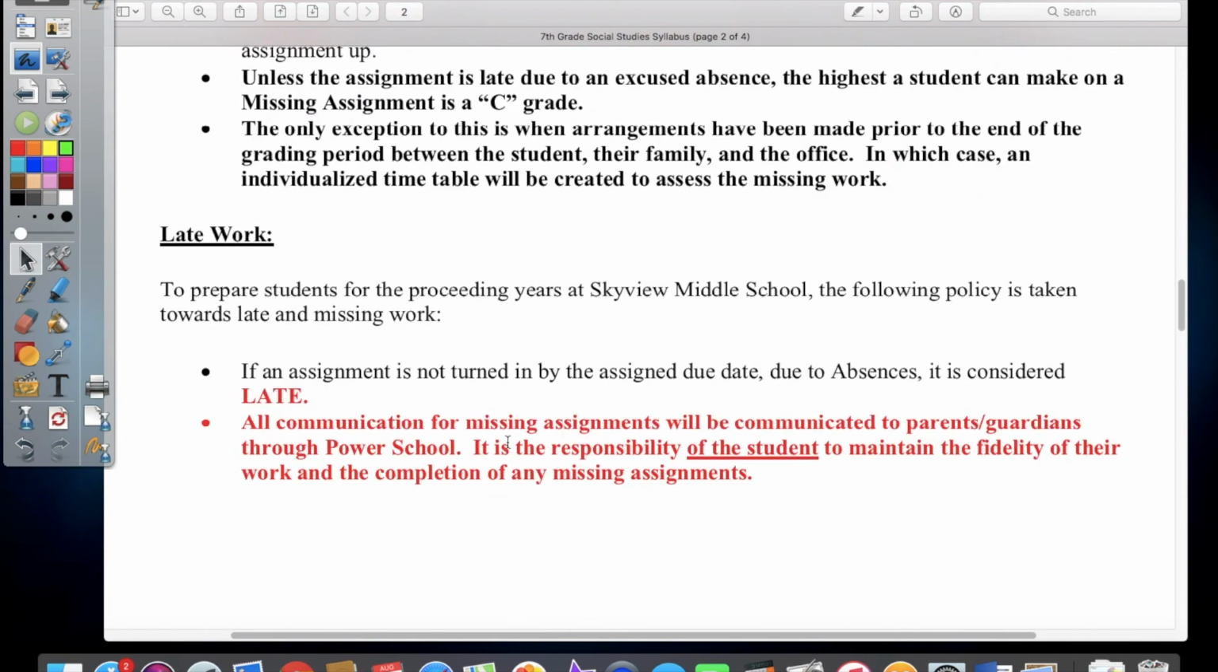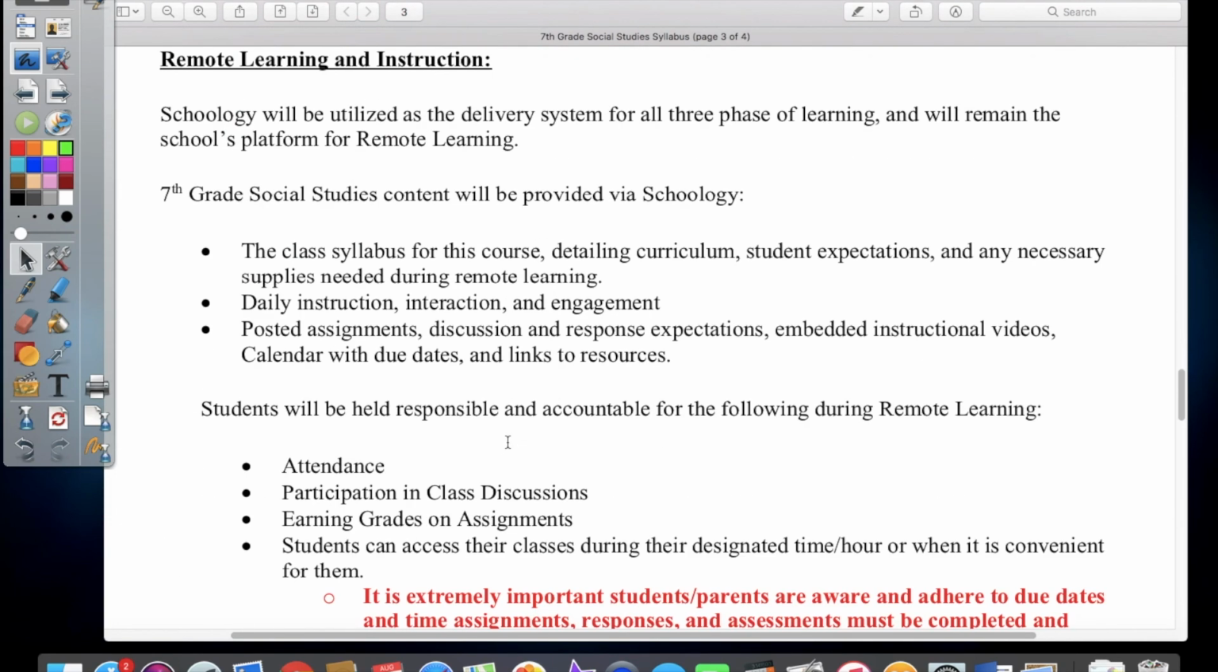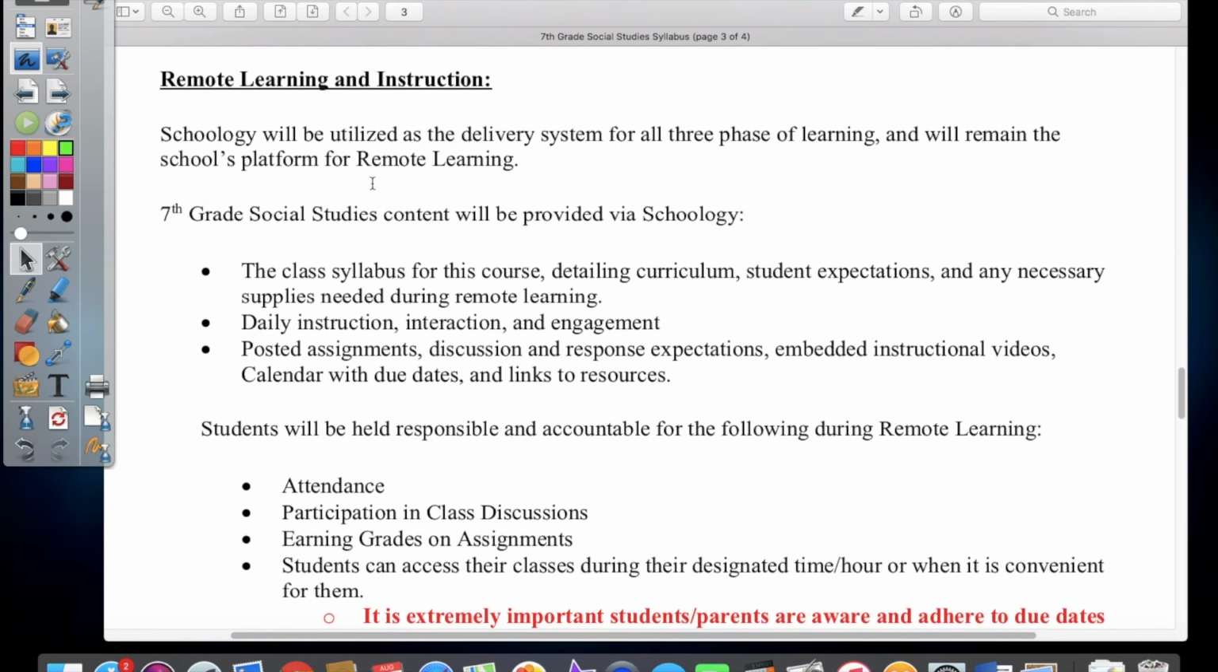So for now, we're going to skip the missing and late work part, and we're going to go directly to this bottom part here where it talks about remote learning as well as instruction. We're going to talk about this part because this is exactly what you guys are doing right now.